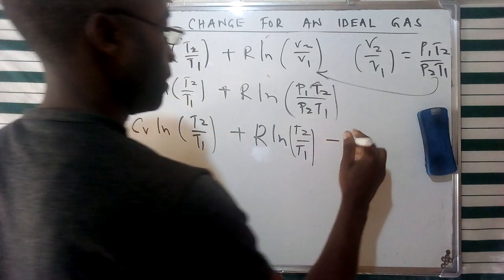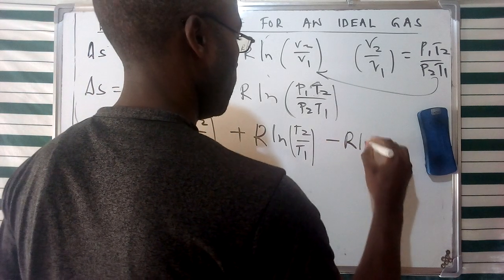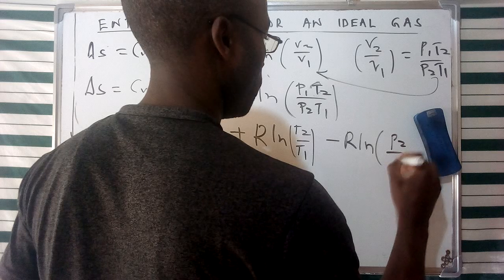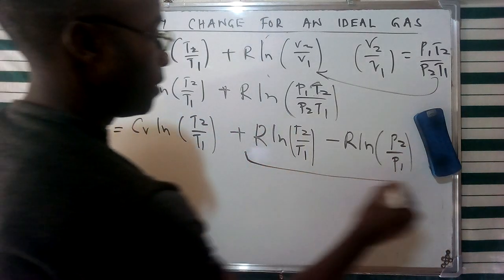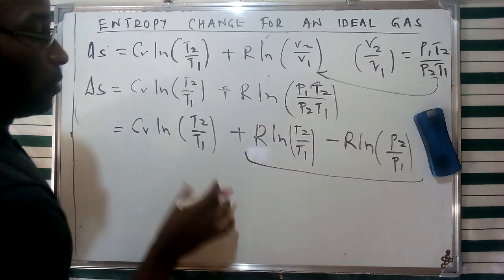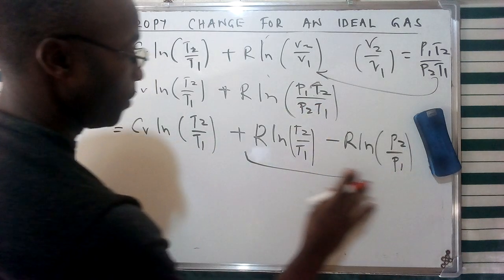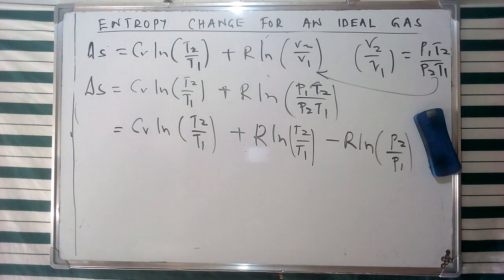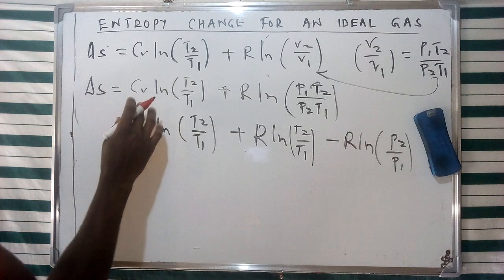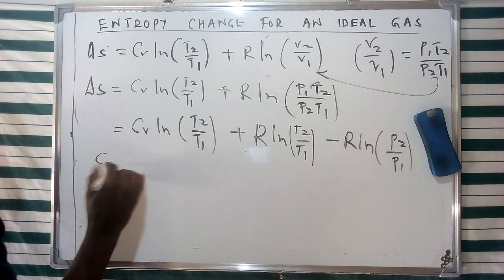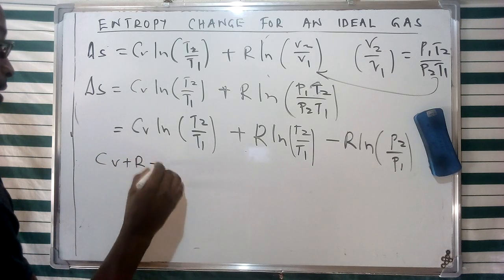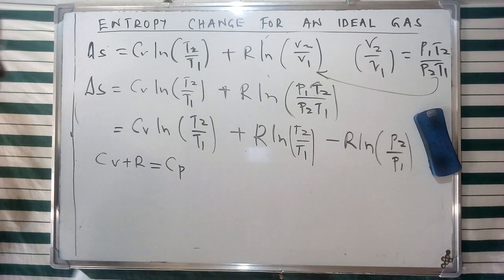So this is going to give us a negative sign for R, the natural log of pressure 2 over pressure 1. So basically the second aspect of it is a split of this combined equation. So this is going to give us this one from logarithms, and therefore we can maintain them as such. And we would say that there's a relationship existing between this Cp plus R, which is going to be equivalent to Cp.